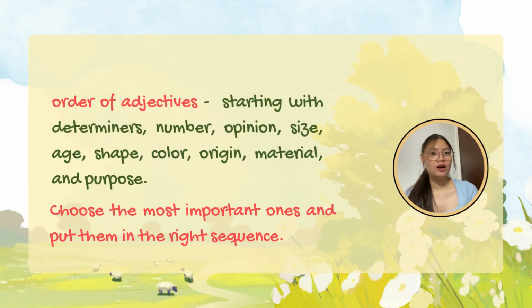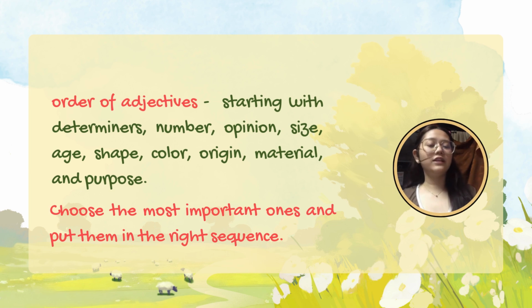To wrap things up, remember that the order of adjectives in English starts with determiners, then number, opinion, size, age, shape, color, origin, material, and purpose. Following this order helps our descriptions sound natural and clear. But don't think that you need to fill in an adjective from every category. Choose the most important ones and put them in the right sequence.